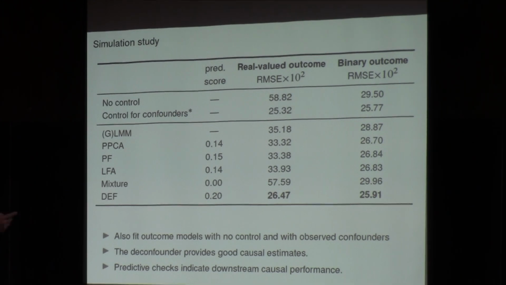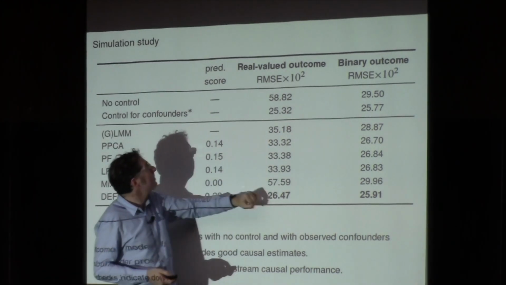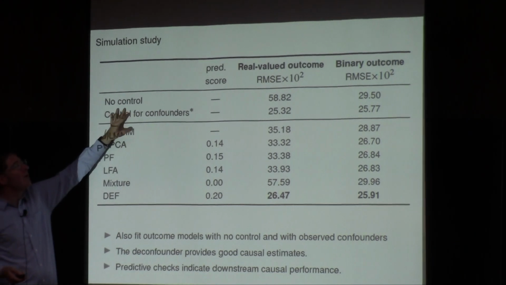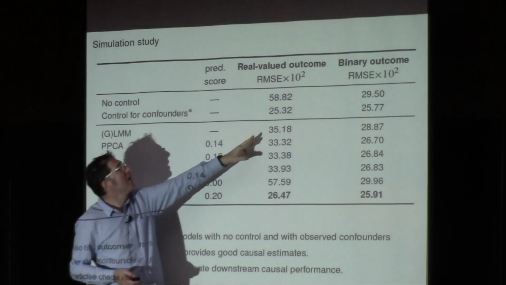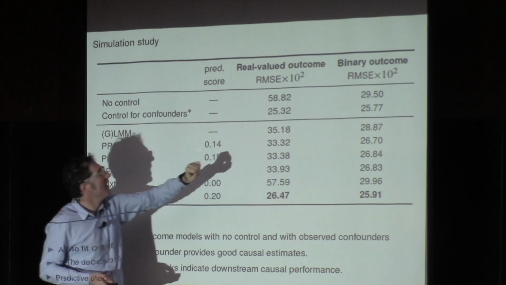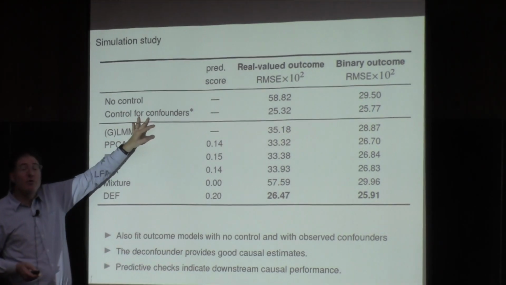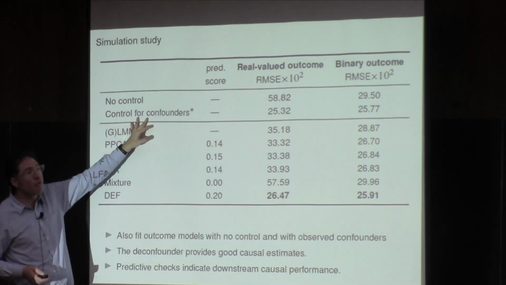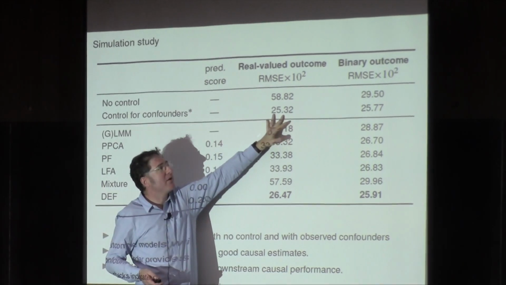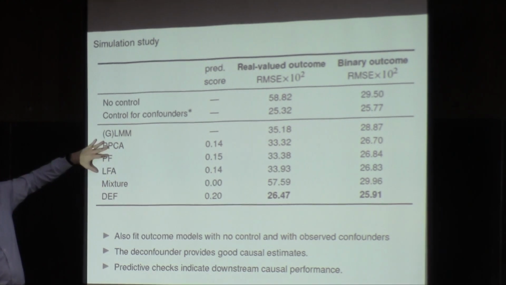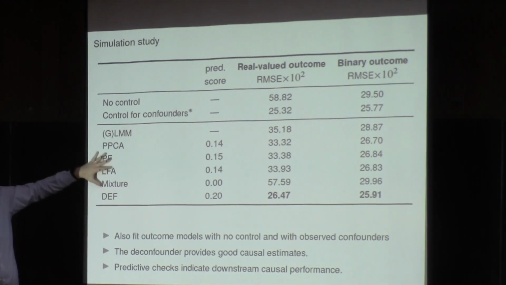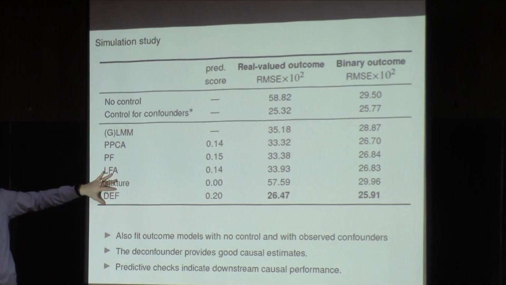Okay, so I'll start by looking at the real valued outcome here. With no control, if I don't acknowledge that there might be unobserved confounders and I just run the regression, this is my RMSE, 58. If I knew the confounders, if I knew Ci and I controlled for them, then it is less than half of that. Right? I get much better. But now let's look at what happens when I don't observe the confounder but use these factor models to assess how good my downstream causal estimates are.